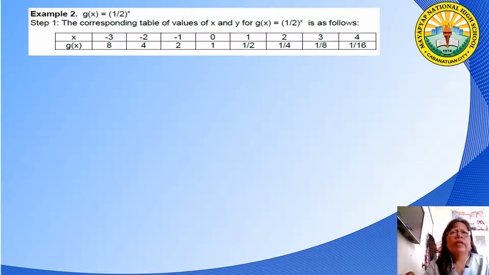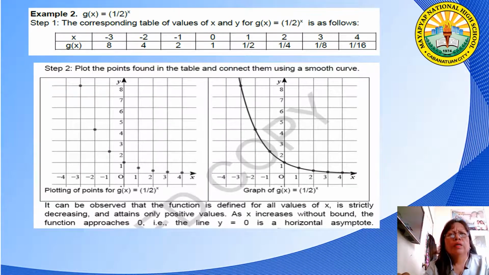Another one: g(x) equals (1/2)^x. This time, the base is less than 1 but greater than 0. So the base there is 1/2. Again, these are the corresponding values of g(x), wherein x is negative 2, negative 1, 0, and so on. The graph is shown. When you connect the points, it can be observed that the function is defined for all values of x, is strictly decreasing, and attains only positive values. As x increases without bound, the function approaches 0. That is, the line y equals 0 is a horizontal asymptote.